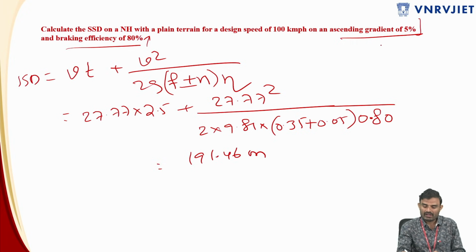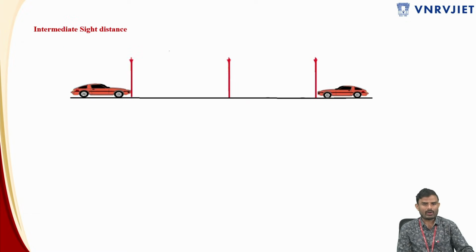So generally, with the introduction of an ascending gradient, the stopping sight distance should be decreased when compared to 180 meters. But as a result, when the braking efficiency is only 80%, again the value increases by 10 meters. So this is the effect of gradient and braking efficiency in combination. Next, we have the intermediate sight distance.